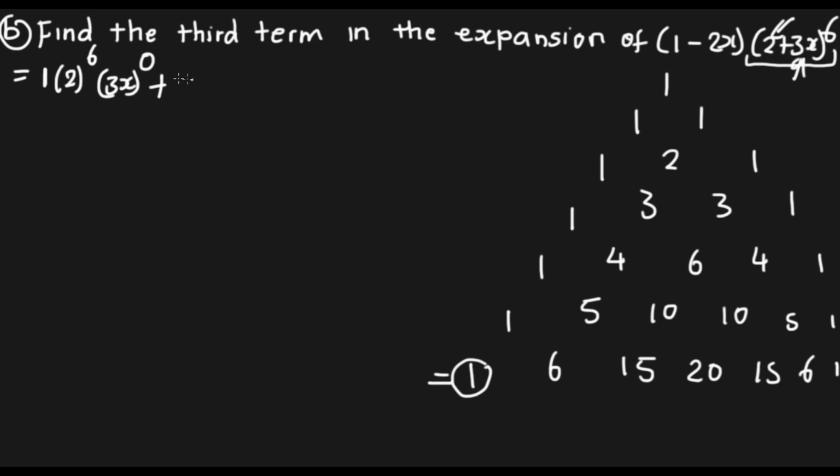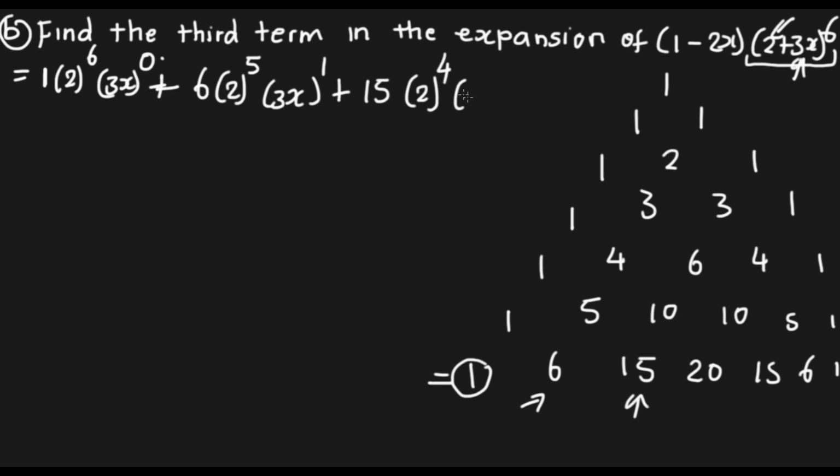So we're going to repeat the same. Plus, the second one is 6. So 6 multiplied by 2 raised to the power 5. This power should be reducing by 1, then this one will be increasing by 1. So the next one will be 3x raised to the power 1, plus we have 15 times 2 raised to the power 4, then here we are going to have 3x raised to the power 2, plus.